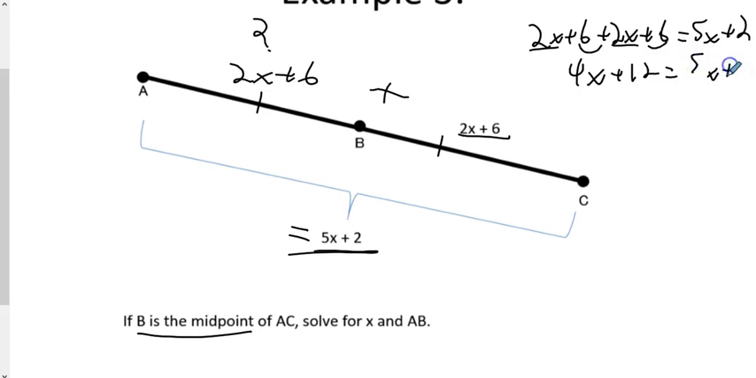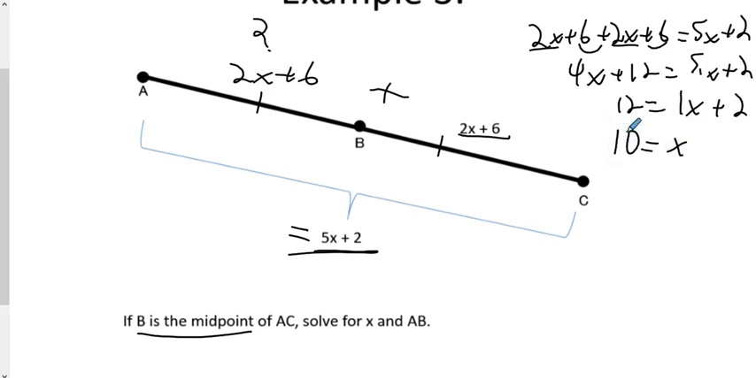5x plus 2. I'm going to subtract the 4x to keep my x's positive. So when I do that, I'm going to get 12 equals 5x minus 4x, which is 1x. I'm going to subtract 2 and get x equals 10.